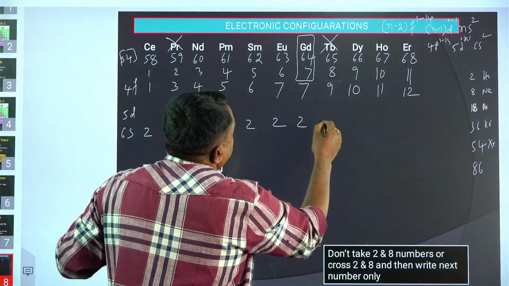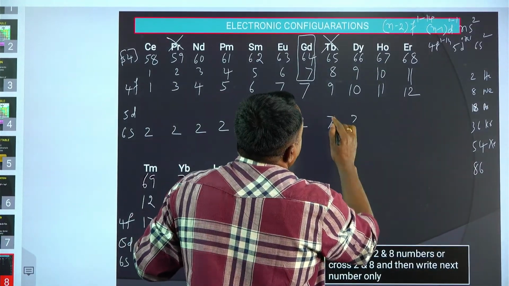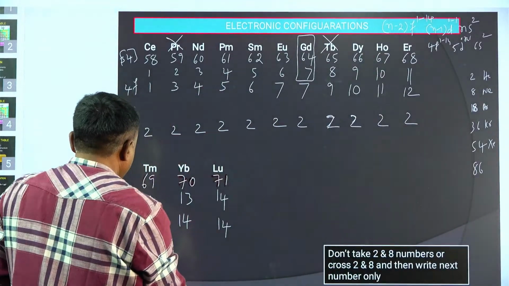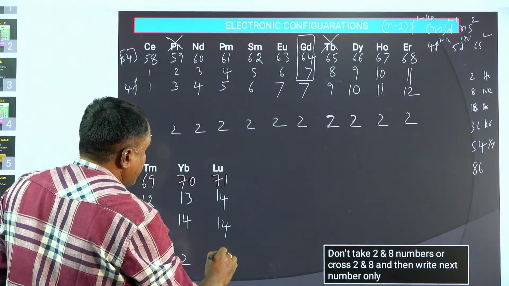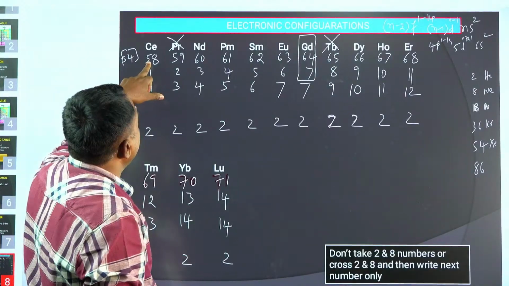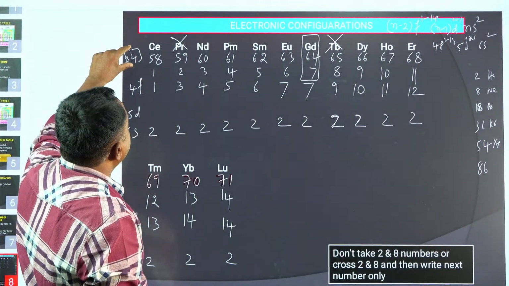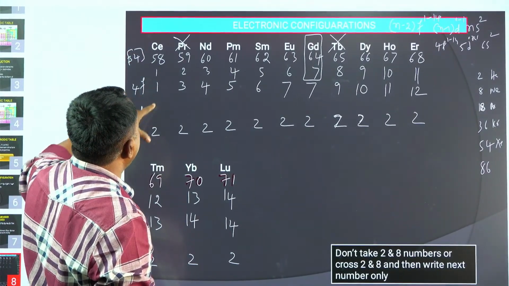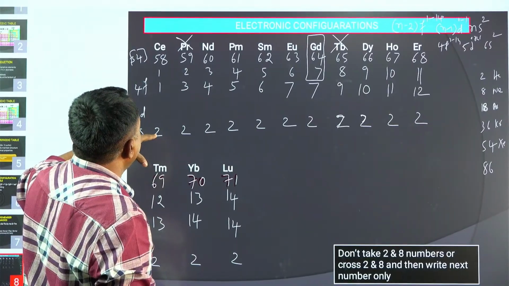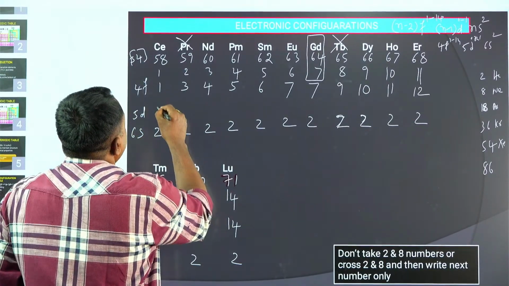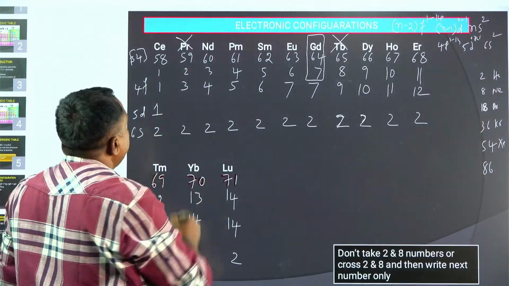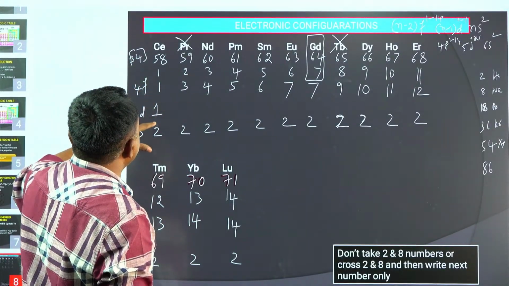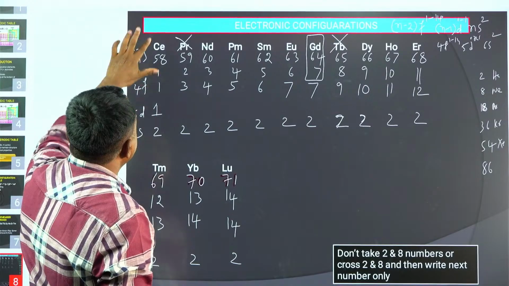So all have 6s 2 only. But what will be the atomic number of cerium? 58. The nearest noble gas is 54. 54 plus 1 is 55, and 55 plus 2 in 6s is 57. Therefore it will be 1 only. So in 5d we have 1 electron in the case of cerium: 54, 55, 56, 57, 58. So this is cerium.